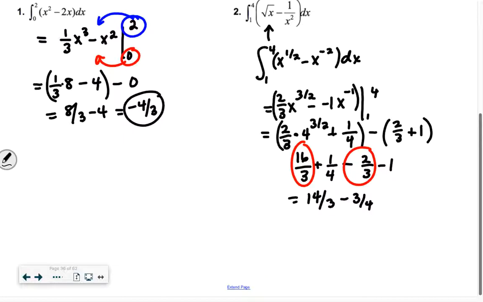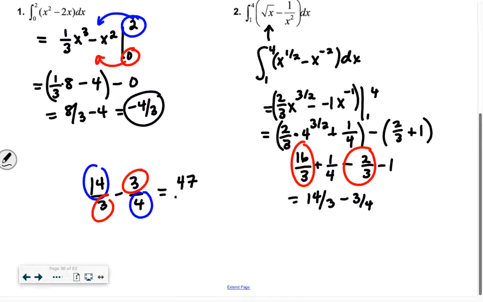And then combine. Do you guys remember the little trick for fractions? Kinda. So you're going to do 14 times 4, because that's the same as multiplying by 4 over 4, right? So you get 56 minus 9. So 56 minus 9 is 47 over denominator 12. So this should be 47/12.